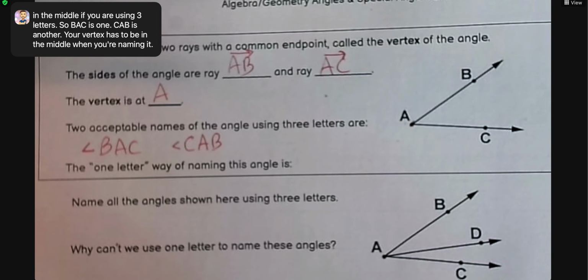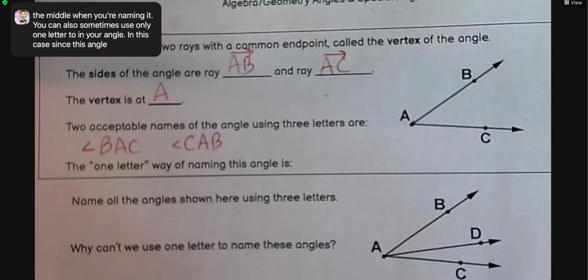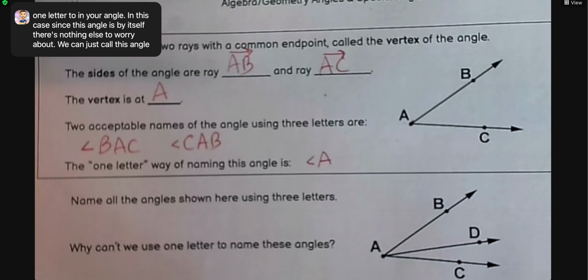You can also sometimes use only one letter to name your angle. In this case, since this angle is by itself, there's nothing else to worry about, we can just call this angle A. It's going to be your vertex, whatever that is. If you are able to use the one-letter way, that's what it is.